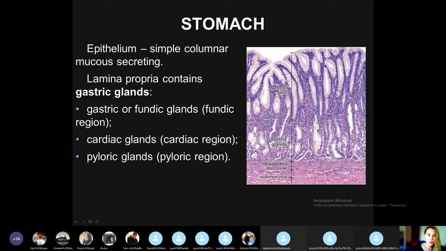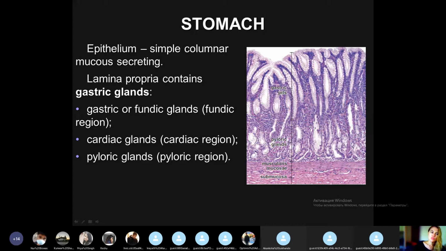So lamina propria, second structural feature. Lamina propria contains gastric glands. Remember, in the esophagus, we could find typical esophageal glands in the tunica submucosa. In case of the stomach, over here we can see the tunica mucosa, and this is the epithelium. Over here we can see the gastric glands.